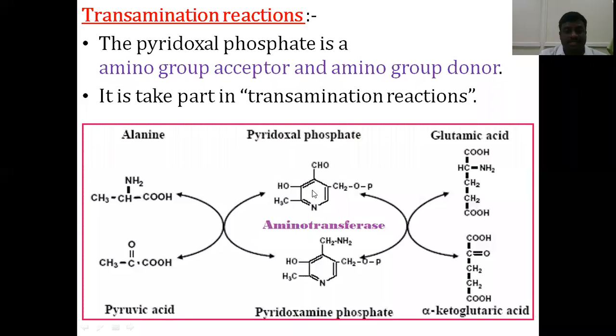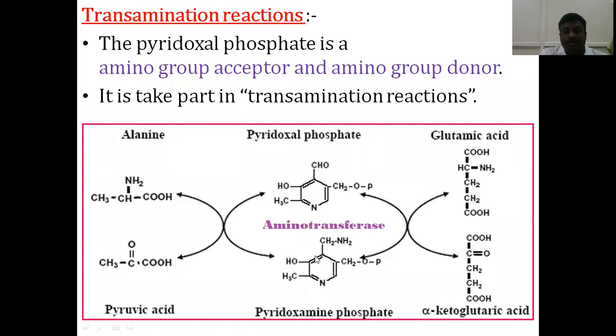So in this reaction, pyridoxal phosphate takes the amino group from alanine, so here it is the alanine aminotransferase enzyme. This amino group from the alanine is attached to the pyridoxal phosphate. Then the pyridoxal phosphate donates this amino group to other substances.